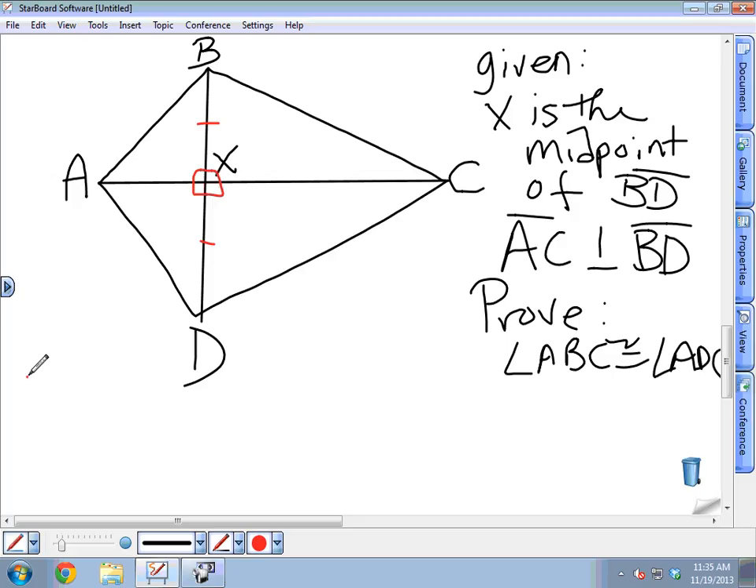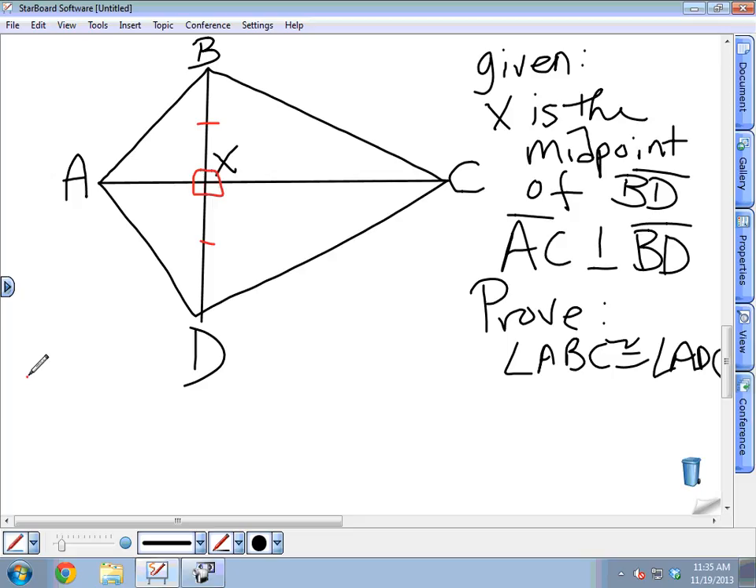Then I have the reflexive property. So what do I have here? AC is a line segment, so I have these are congruent. I have these are congruent. Let's start with what I want to prove, because this is what I want to look at here. Prove angle ABC, the big angle up there, and angle ADC, the smaller angle.